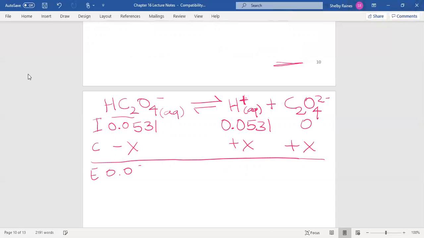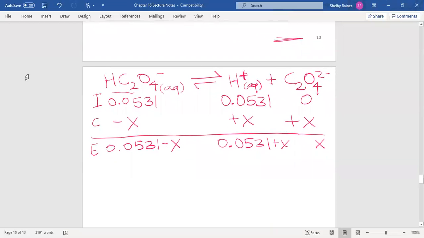So 0.0531 minus X, 0.0531 plus X, and then X. Okay, so now we do the same thing. We take our Ka, we plug this line into it. So the Ka2 is 6.1 times 10 to the negative fifth. Yes, let's try the approximation. Okay, so first off, this is what plugging that line in looks like.